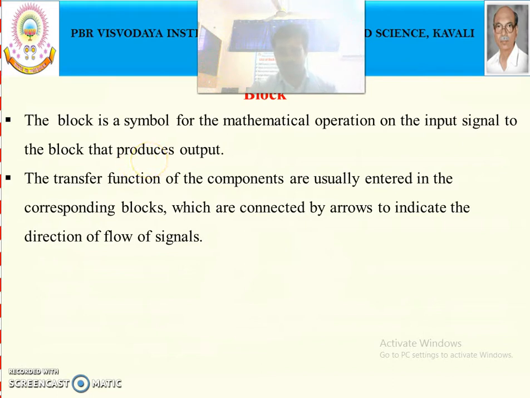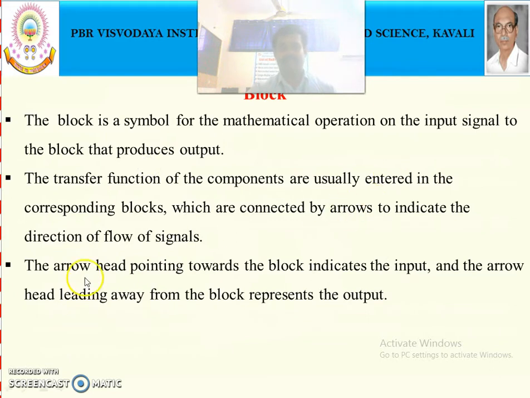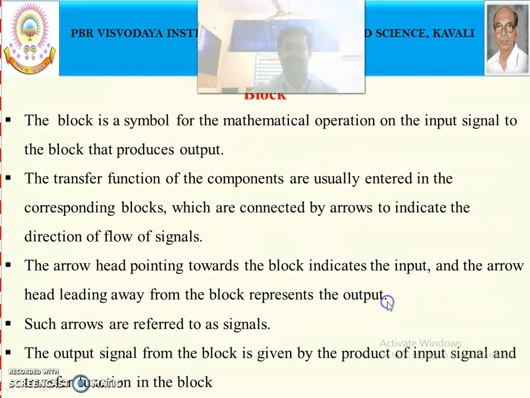These blocks are connected by arrows to indicate the direction of flow of signal. So this block will have arrows. What do the arrows indicate? They indicate the direction of flow of signal. The arrowhead pointing towards the block indicates the input, and the arrowhead leading away from the block represents the output. So if the arrow is towards the block, then it is input. If the arrow is away from the block, then it is output. Such arrows are referred to as signals.